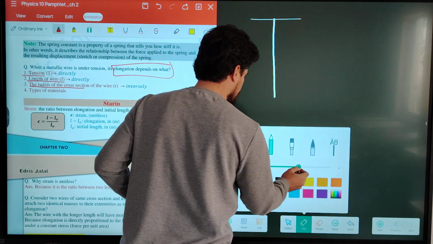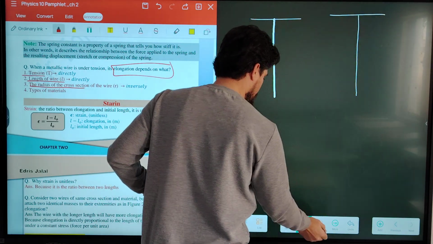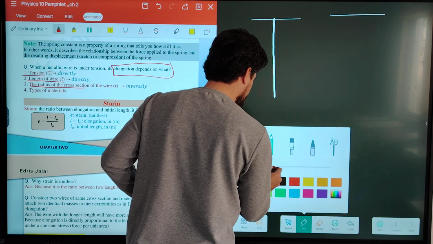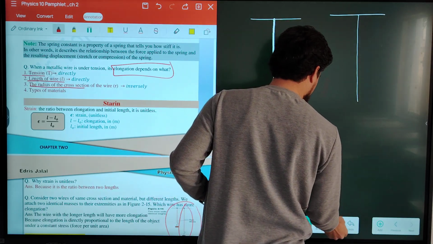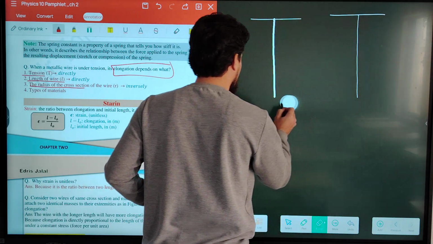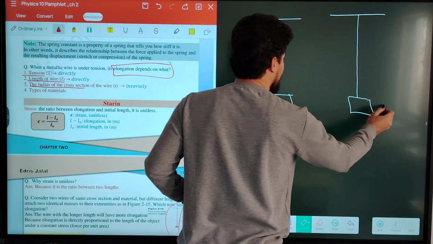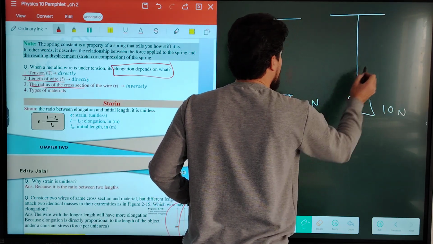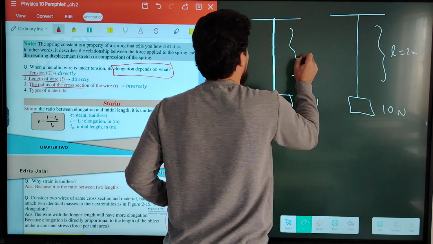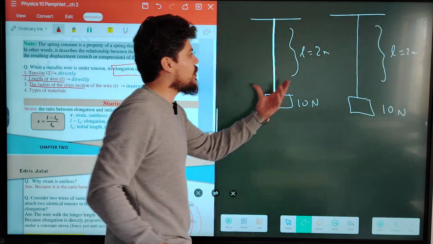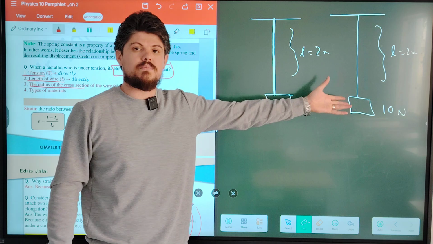Okay, and another wire is a thin wire. Both of them have the same tension. Okay? Tension, 10 Newton, 10 Newton. The length of the wire, like 2 meter. Both wires have the same length, the same tension, and the same material.